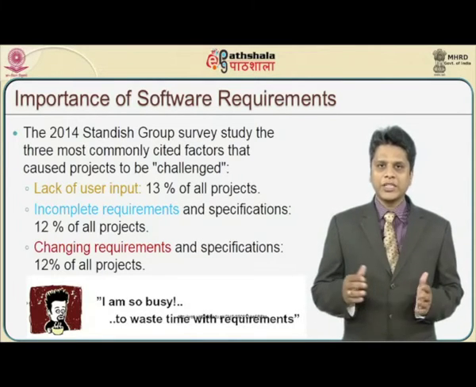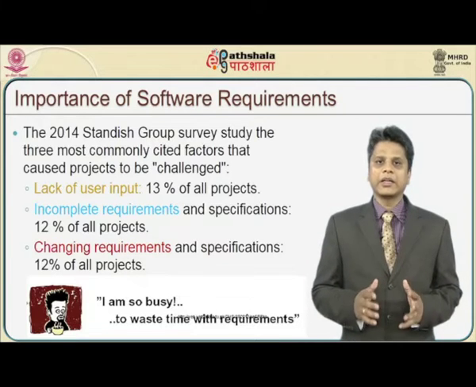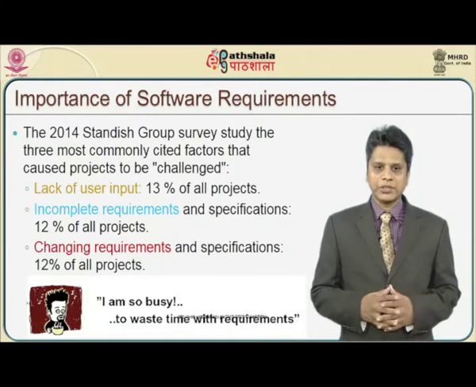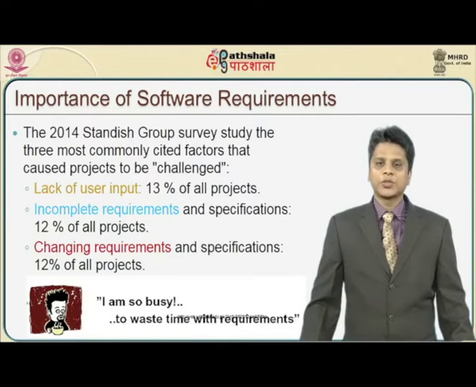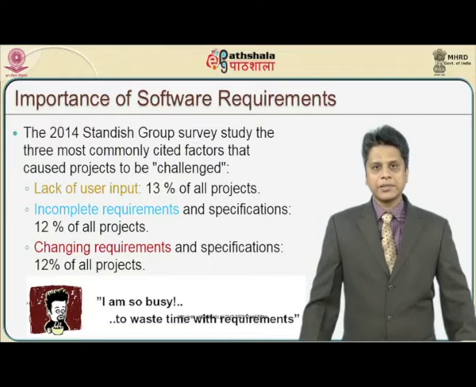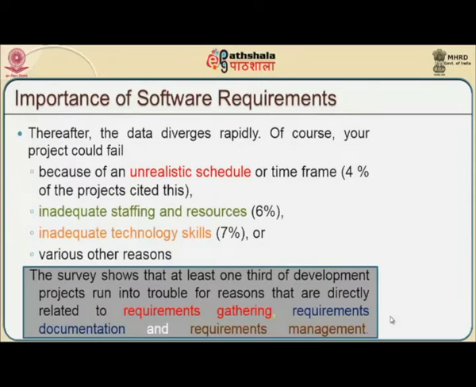If the project duration specified is 2 years for its development, this project can change between those 2 years. So there will be change of requirements and specifications. So 12% of all projects will be taking its failure time. So what is important about this software requirements? Because of this particular study, there is a diverse data change. So the data diverges very rapidly.